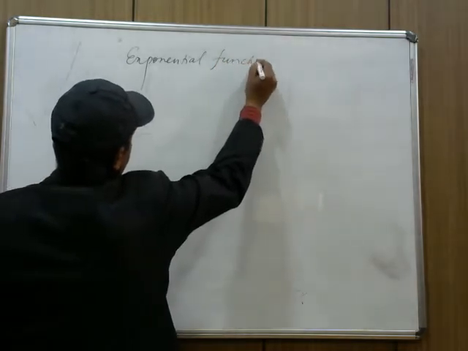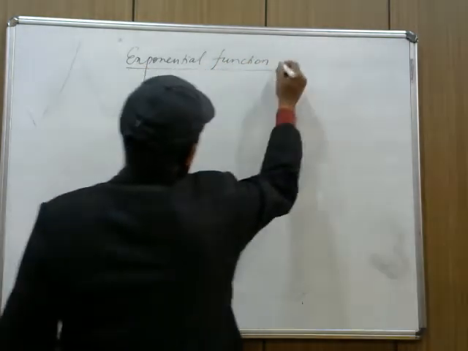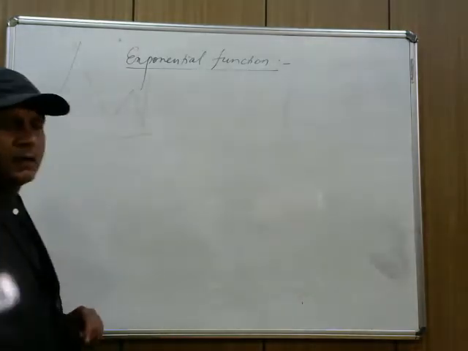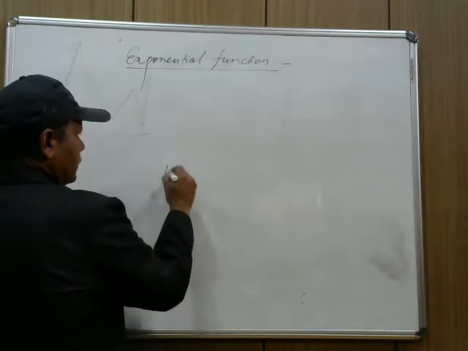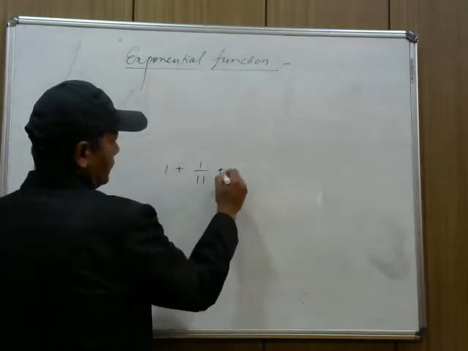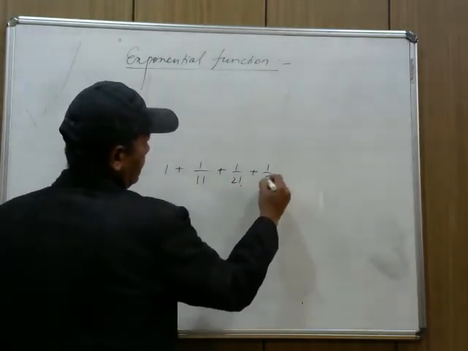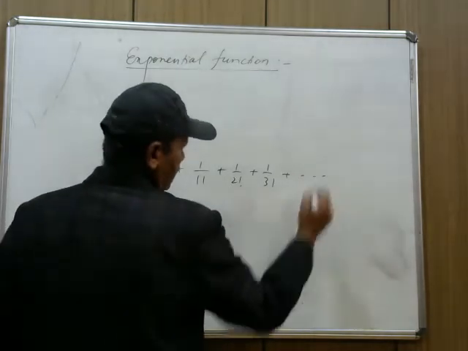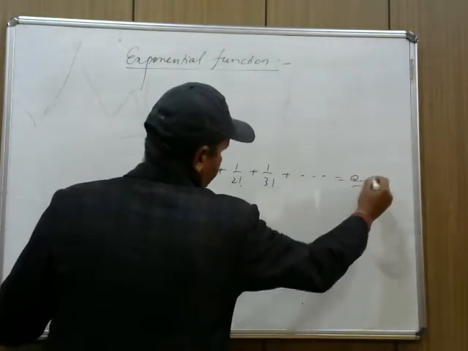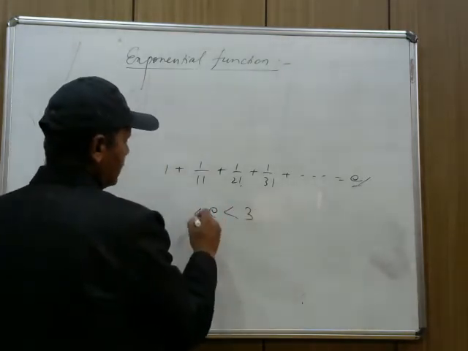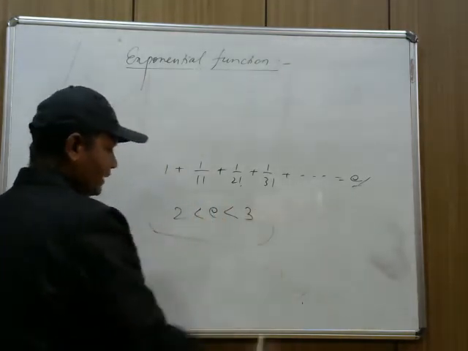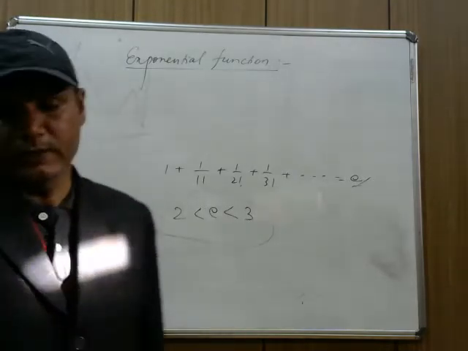Exponential function. I think you must have heard about one number e. It is 1 plus 1 by 1 factorial, plus 1 by 2 factorial, plus 1 by 3 factorial, and so on. This is called e. The value of e is less than 3 and greater than 2. The value of e lies between 2 and 3.